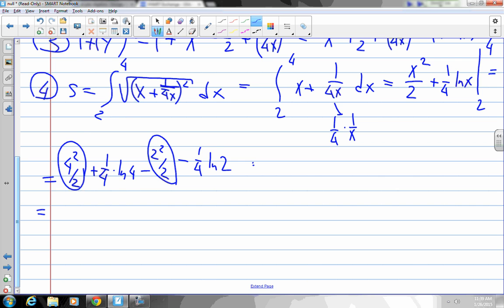And what do we get out of that one? 2, and 8 minus 2 is 6, right? And then plus, I can factor the quarter out, and then we have natural log of 4 minus natural log of 2. So the difference of logs becomes a division. So it's 4 over 2, so it's 2, right? So it's 6 plus 1/4 ln of 2. So whatever that thing numerically will be the length of that curve.